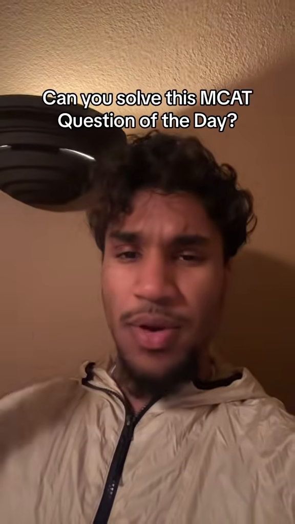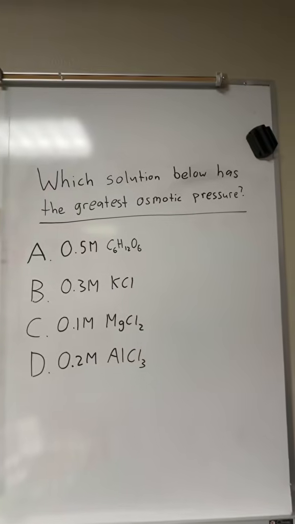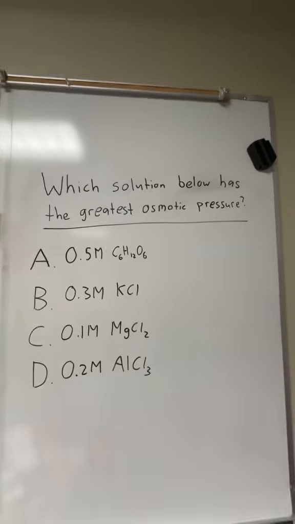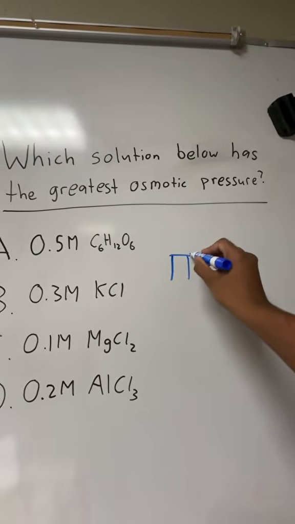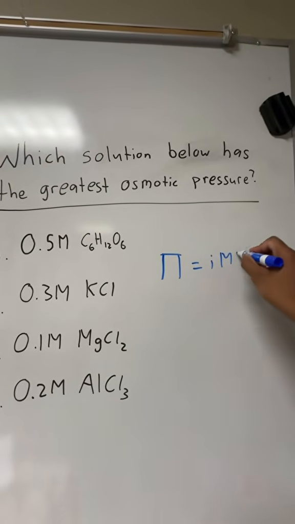Try to solve this MCAT question of the day. Which solution below has the greatest osmotic pressure? The best way to solve this is using this equation right here. This is osmotic pressure equals iMRT.